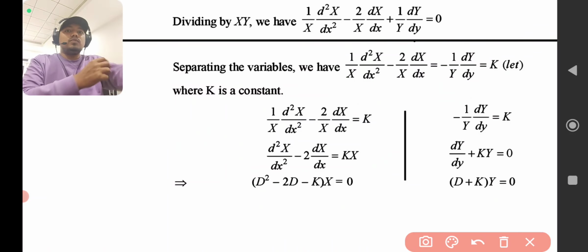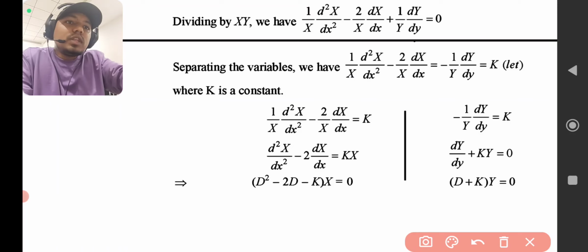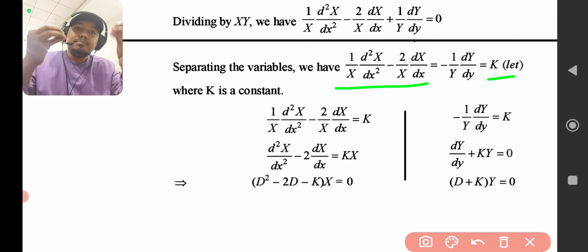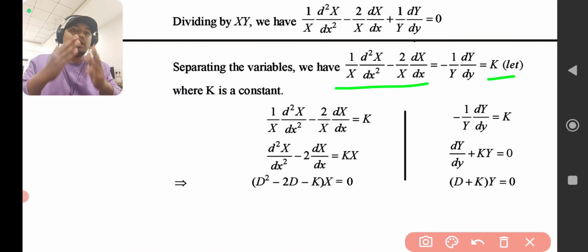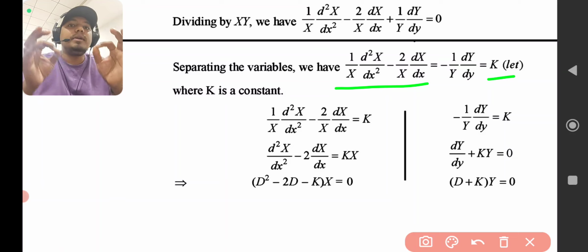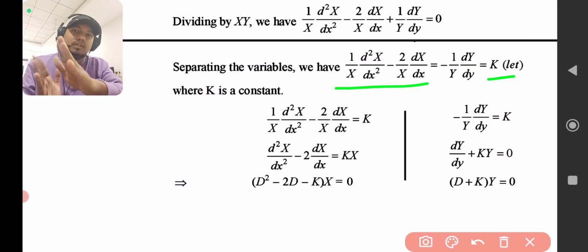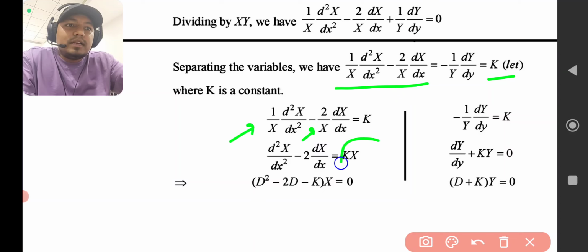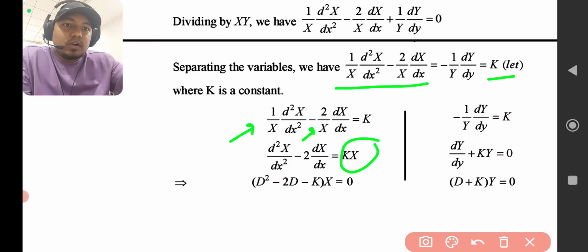Okay, now let's focus on the left side term. The left side term is this, equal to k. Now, because it is a simple ODE problem, an ordinary differential equation problem, you only have to find the complementary function, CF. That's all. That will be your solution for the left side. How? Very easy. This x you see, we multiplied, it became kx on this side, right? What is remaining inside?